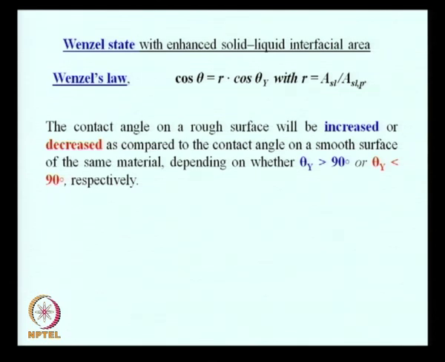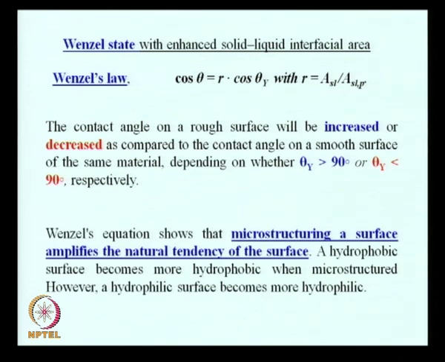Now, what you do is you provide structures on it. So, the value of R is going to be greater than 1 and this theta Y is greater than 90. So, what this would provide is that the cos theta will increase. So, providing superstructures, providing structures on the surface which is inherently hydrophobic will enhance the hydrophobicity of the surface and vice versa, which is very important and interesting.